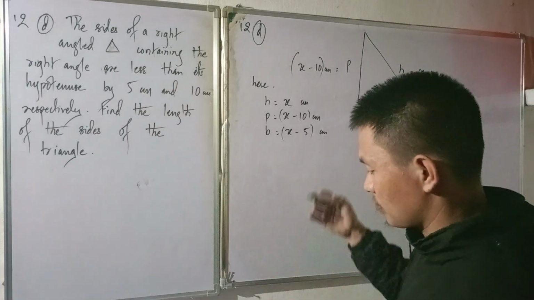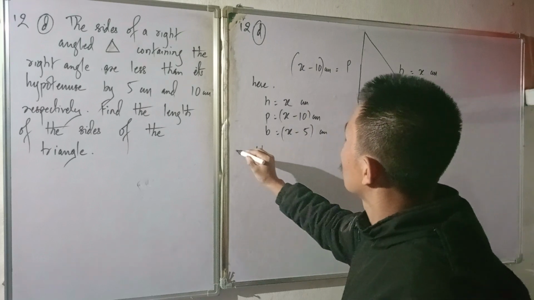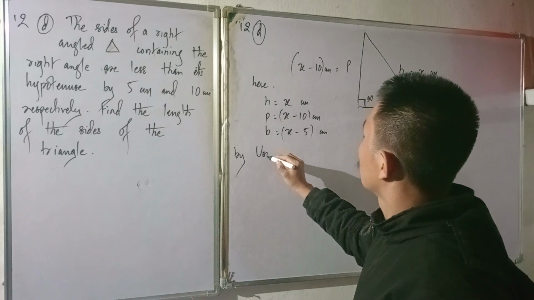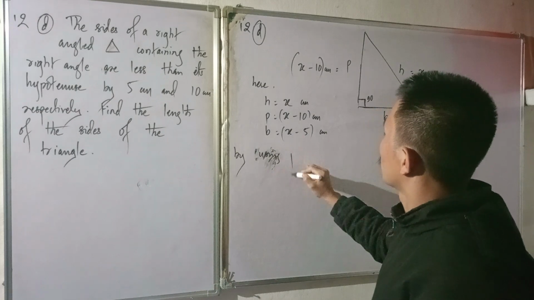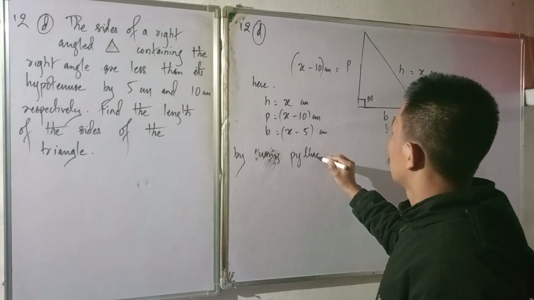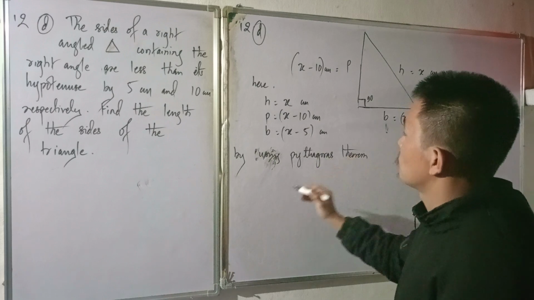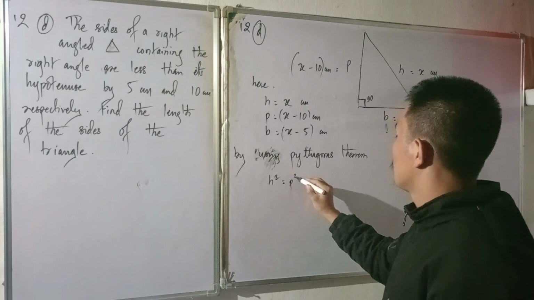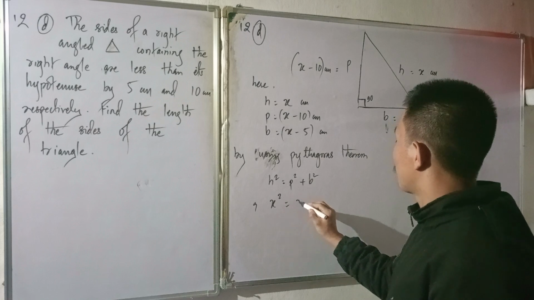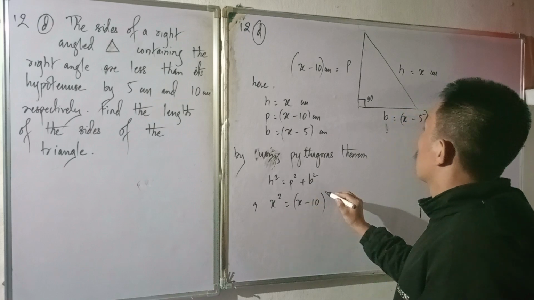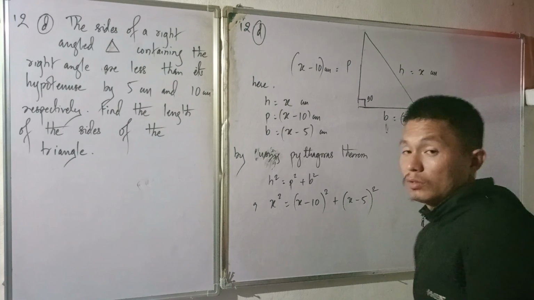So this is a right angle triangle. In a right angle triangle you can use Pythagoras. By using Pythagoras theorem, you can write h square equals p square plus b square, which is x square equals, p we have x minus 10 whole square, plus b we have x minus 5 whole square.